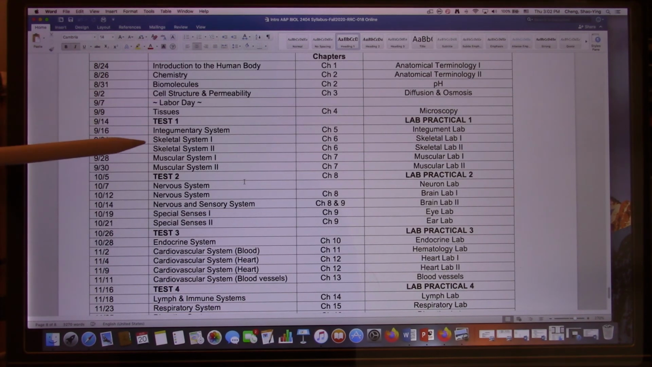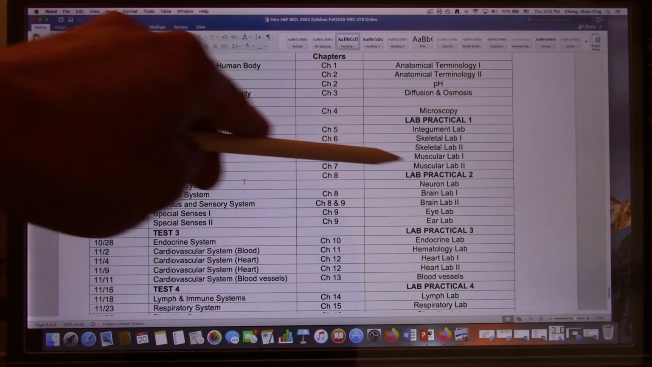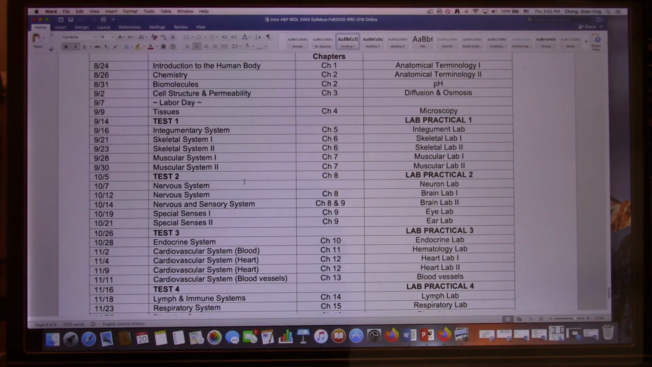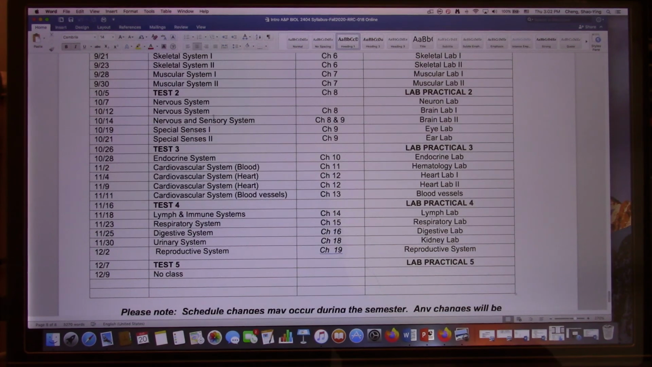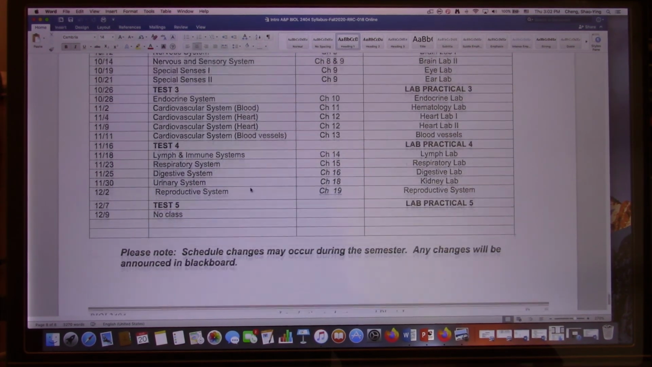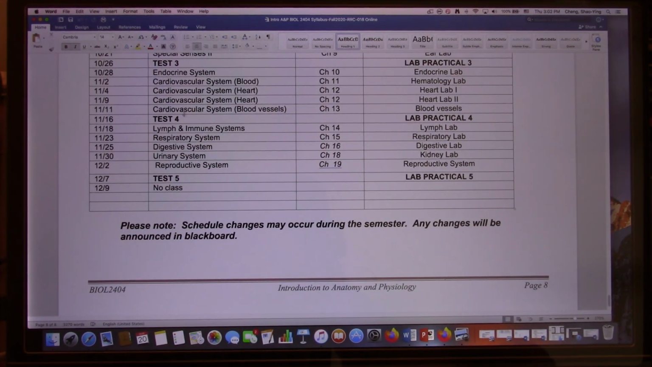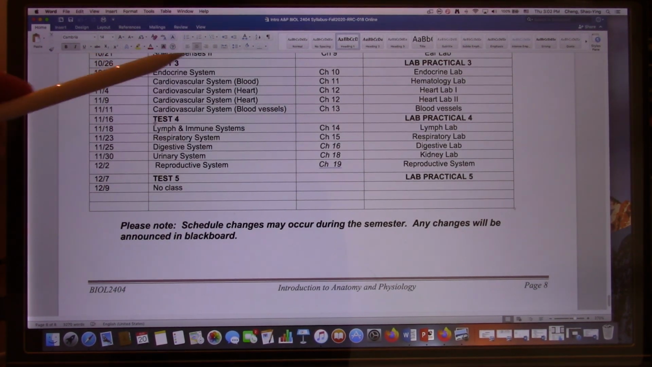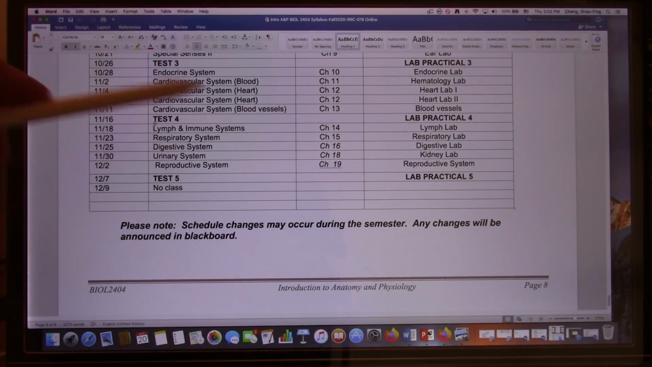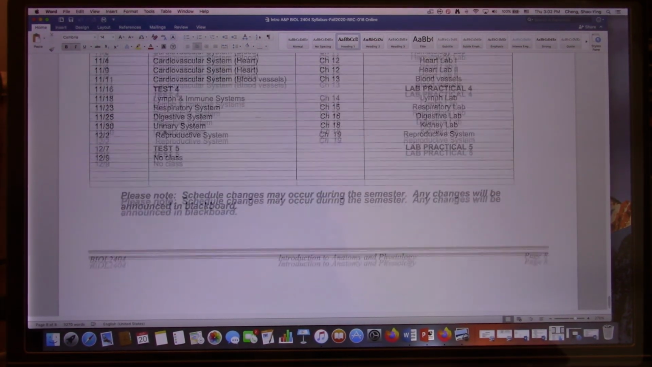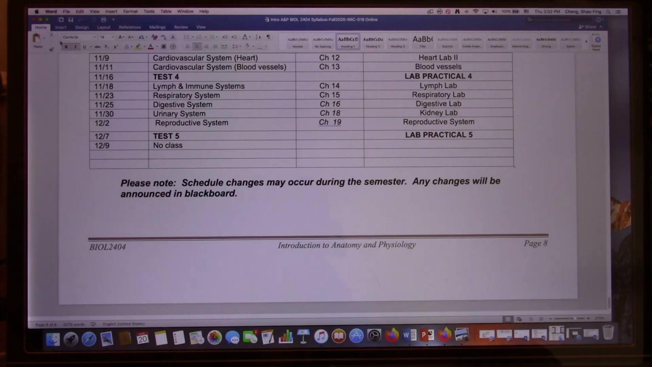And when you go to test 2, you finish these lectures for test 2, and this lab practical for practical 2. It's non-cumulative. So it's every 5 lectures per test. And when you finish test 4, if you are happy with your grade, you don't have to take test 5. And that's how we finish this class. Okay, let's take a short break and we will look at Blackboard.